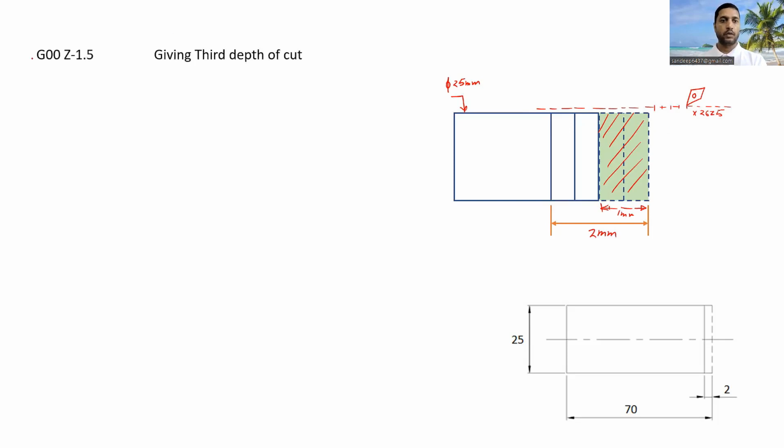Now we are moving the tool with rapid traverse at location Z-1.5. So from here now we are reaching this point, because this is 1 and this is 0.5 again. So -1.5 is this location with the rapid traverse. Okay, because the tool is not in contact with the workpiece right now, so we can move with rapid traverse. So this is the third depth of cut.